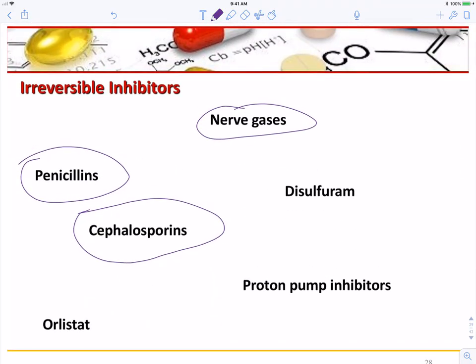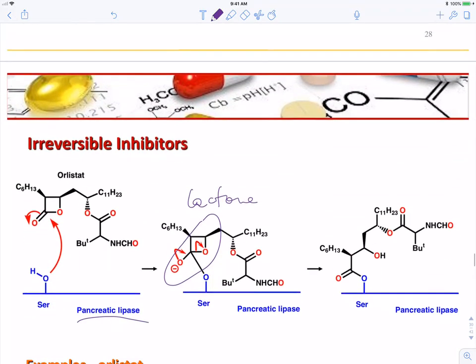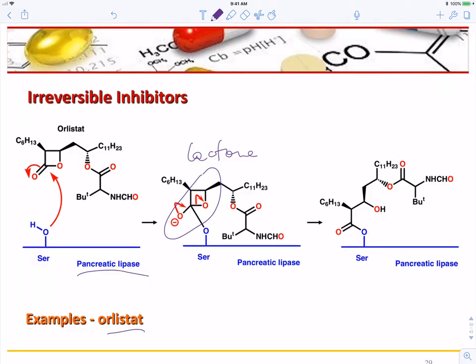Irreversible inhibitors include orlistat, which is used in the treatment of obesity, antibiotics, the so-called beta-lactam antibiotics, nerve gases, which are used to inhibit acetylcholinesterase, and others. As I said, we'll cover these classes of drugs in the second part of the course. So let's look at an example, which is orlistat, used in the treatment of obesity.